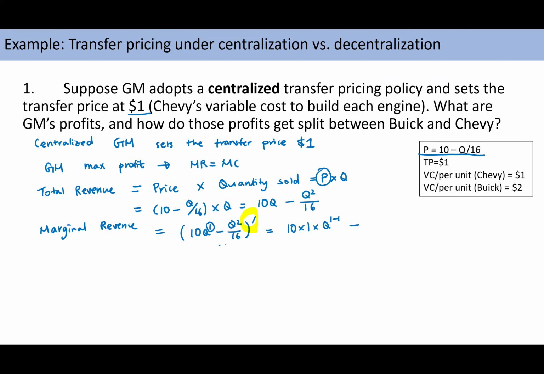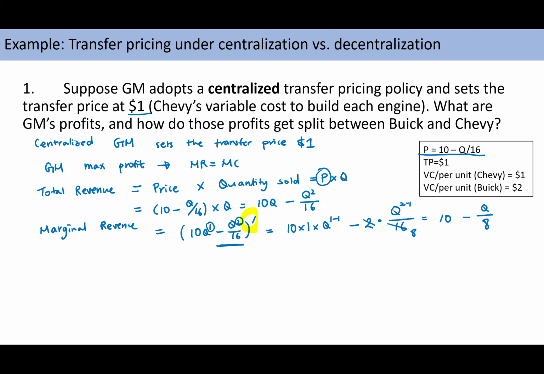Next, we go to the second term here. We pull down the square, and then we deduct 1 from Q's power. So that would equal 10, because Q to the power of 0 is 1, minus Q over 8. So that is our marginal revenue function.